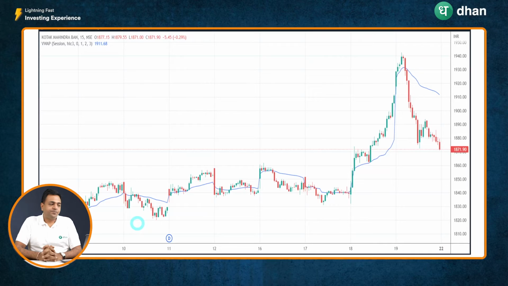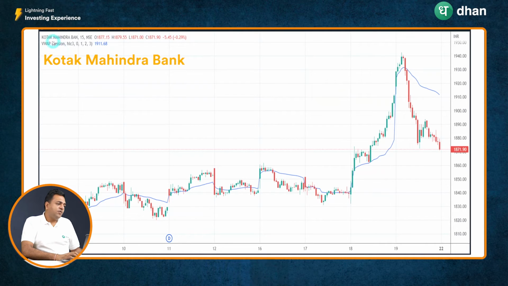Don't worry, this all sounds very fancy, but these are very simple to understand, and I will help you understand these concepts by using a few examples. So as you can see on my screen, I have the chart of Kotak Mahindra Bank on a 15-minute time frame, wherein I have plotted the VWAP indicator as reflected by this blue line.